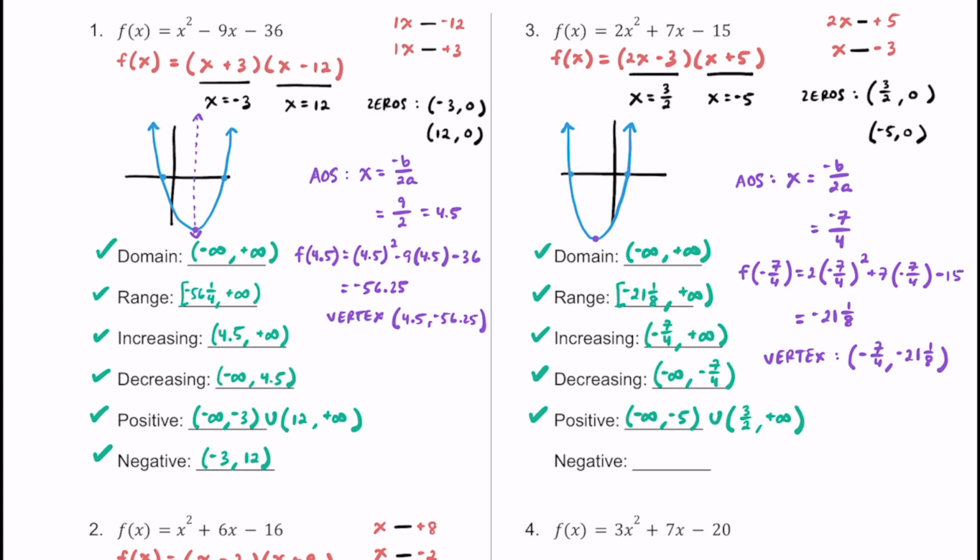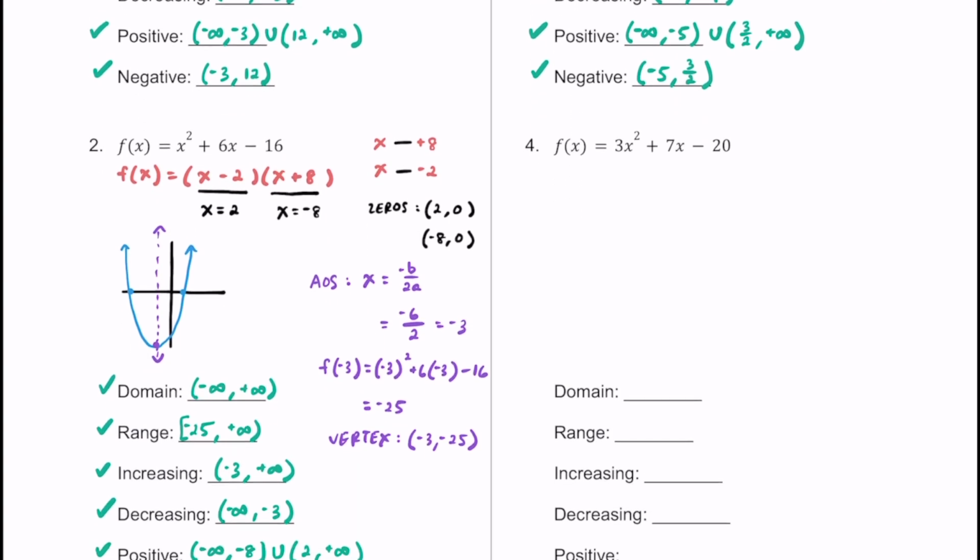What about when the function is negative? Well, that's going to be below the x-axis. That's going to be down here. And it's really just negative between these two x values. So from -5 up until +3 over 2, it's negative, and then it starts being positive to the left of that and to the right of that.